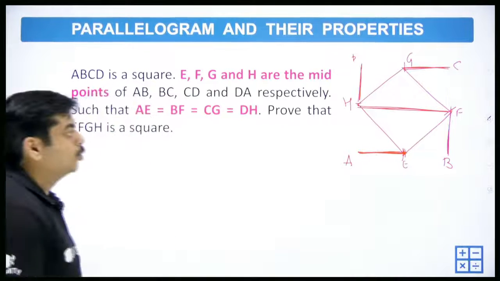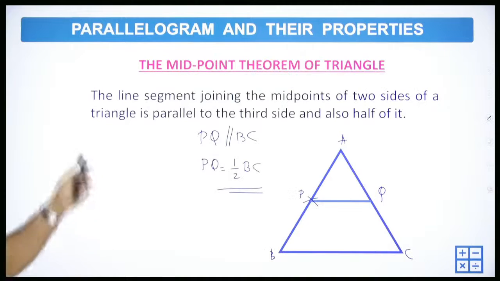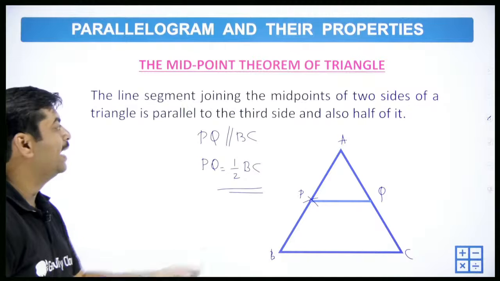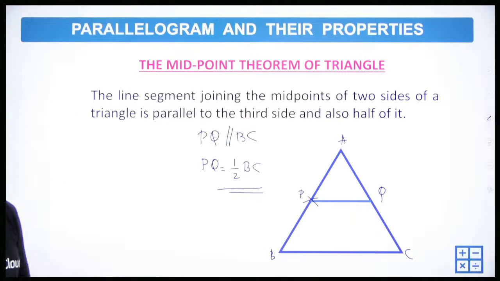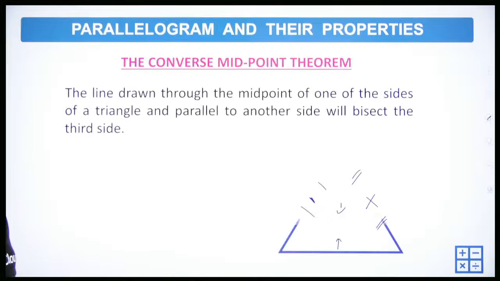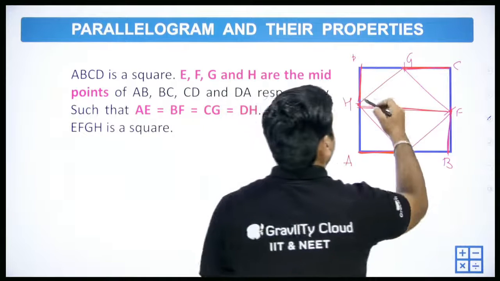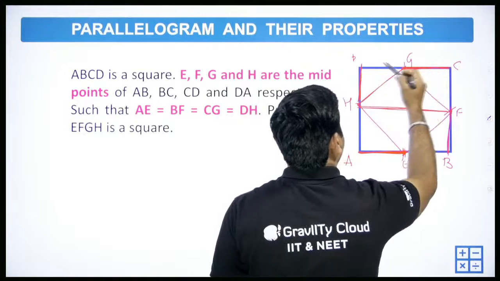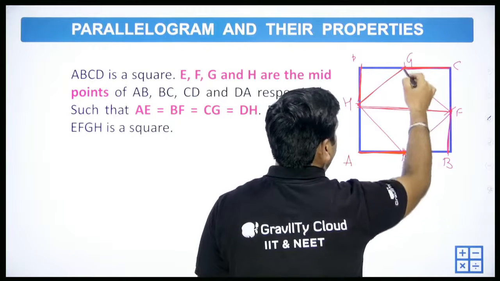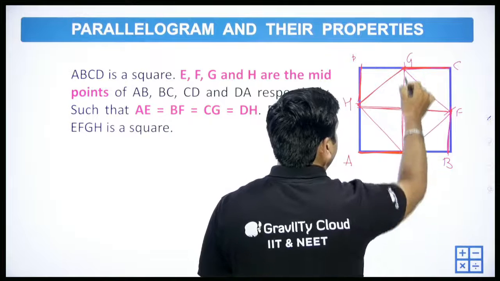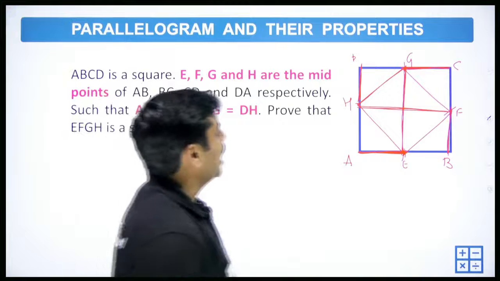Once again, let's go back to the basic proportionality theorem, the midpoint theorem. The line segment joining the midpoints of two sides of a triangle is parallel to the third side and also half of it, right? So based on that relation, you can try to do this one. This side is the side of the triangle. If you take one diagonal and the other diagonal, it is exactly half of that.